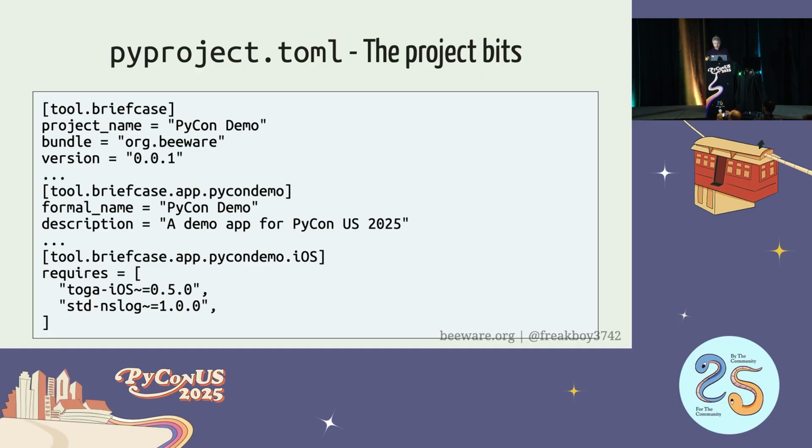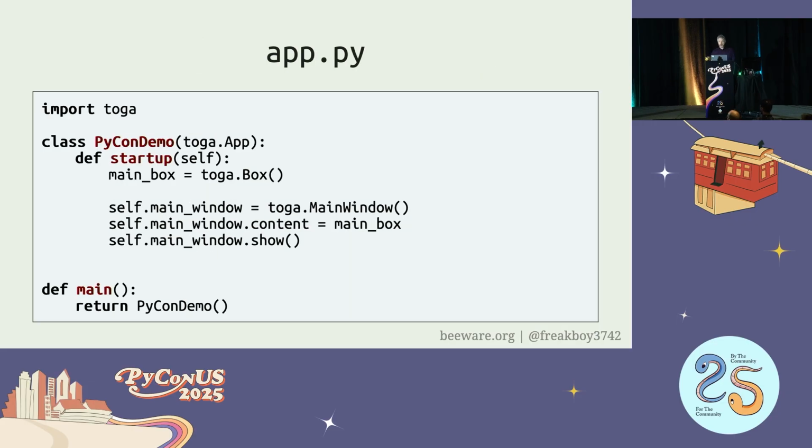That's the project configuration. What about the app itself? Well, the logic for the app is all contained in app.py. At the moment, it will be a bare stub. It declares a class called PyCon demo, which is a subclass of toga.App. That class has a startup method. That method creates a box, which is Toga's representation of a generic container of content. It creates a main window, sets the content of the main window to be our box, and then shows that main window. The main method for the app creates an instance of that class. And that's all the code you need to generate the empty app window that we saw before.